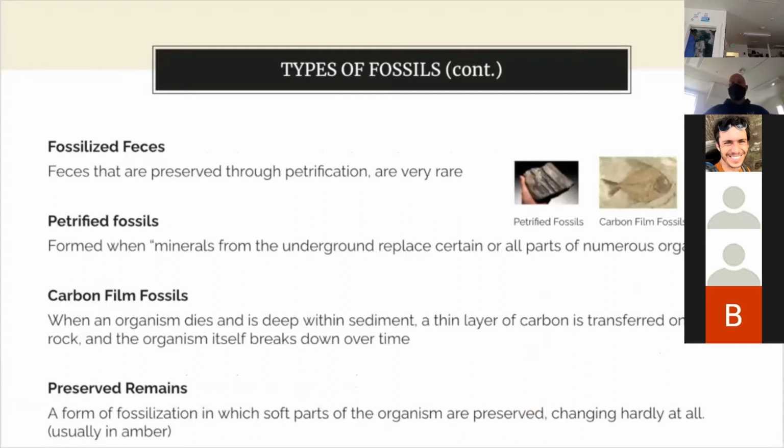Fossilized feces are preserved through petrification, which is very rare. Petrified fossils are formed when minerals from the underground replace certain or all parts of organisms. Carbon film fossils are when an organism dies and is deep within sediment, then a thick layer of carbon is transferred onto the rock and the organism itself breaks down over time. Finally, preserved remains are a form of fossilization in which some parts of the organism are preserved, hardly changing at all. Usually, this entails amber. Some famous preserved remains are of lizards and insects trapped in amber.